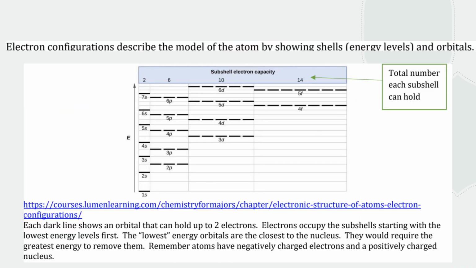Electron configurations describe the model by showing the shells, energy levels, and orbitals. You don't really need to fill this out like you did sophomore year, but that diagram should look familiar.